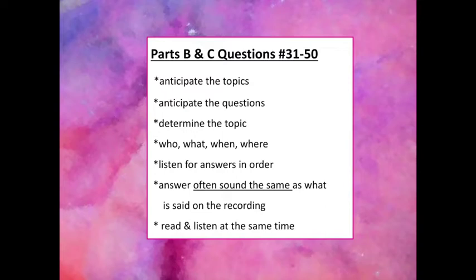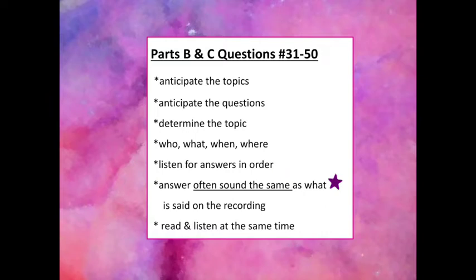Before you listen to the audio recording, you should anticipate the topic. Then look through the questions and try to anticipate the questions. Once the audio has started, you should determine the topic by listening closely to the first few lines. Then you want to listen for who, what, when, and where. Listen for the answers in order.